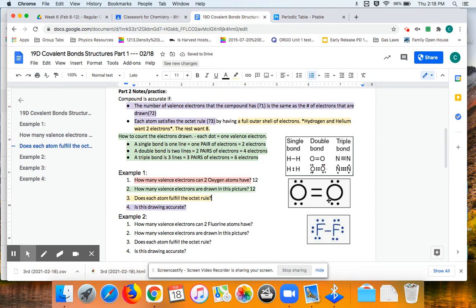Does each atom fulfill the octet rule? A full outer shell of electrons is the octet rule. Hydrogen and helium are starred up here. They're important. They only want 2 electrons. All the other elements want to have 8 to make their outer shell full. So, how do we check that? Remember, electrons are shared in covalent bonding. Anywhere there is a bond, that indicates those electrons are shared.